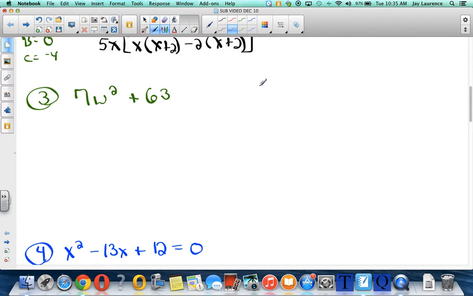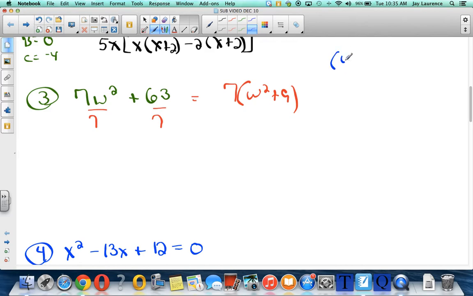I'm going to look for a GCF. It looks like the GCF is 7. I'm going to factor out a 7. And when I do that, I get 7 times the quantity of w squared plus 9. And I'm done. This is not the difference of perfect squares. Why? Difference implies subtraction, right? There is no subtraction in this problem. So I can't factor this any further.